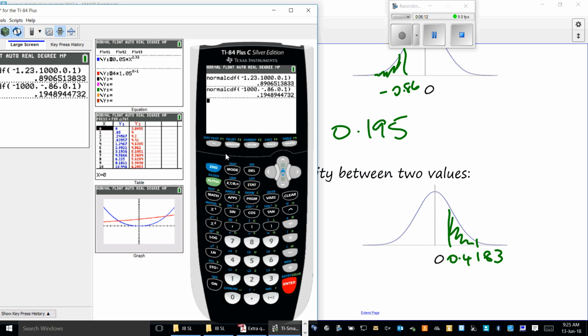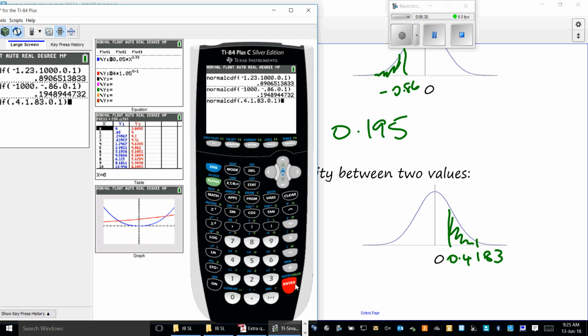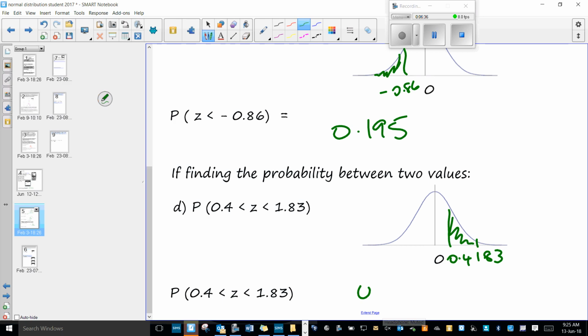So this second one. What's my lower? 4, and my upper? What do we get? 0.311, yeah. Awesome.